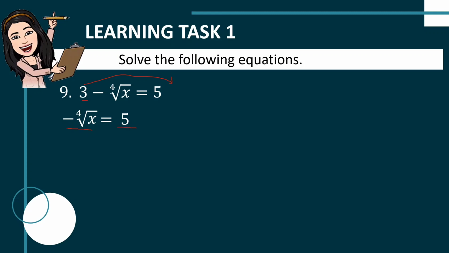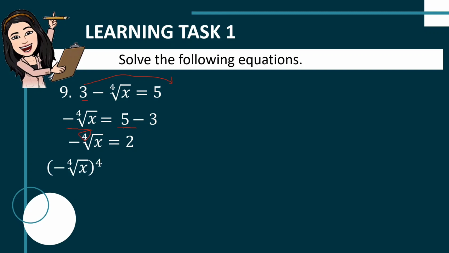Dalawa lang yung side. Ano? Now, si positive 3 will become negative 3. Now, simplifying, 5 minus 3 is equal to 2. No? So, kanapilang ulit natin si negative 4th root of x. Since isolated na sila parehas, we will raise them to the power of 4. Okay? Kasi yun ang ating index.